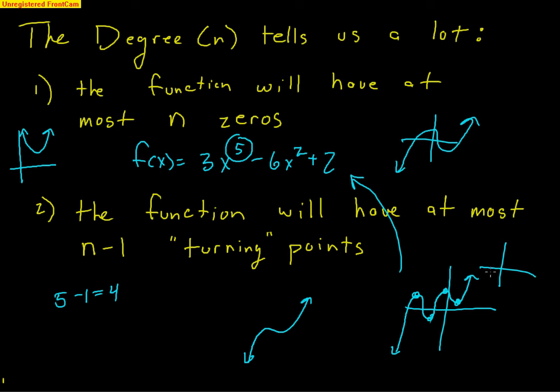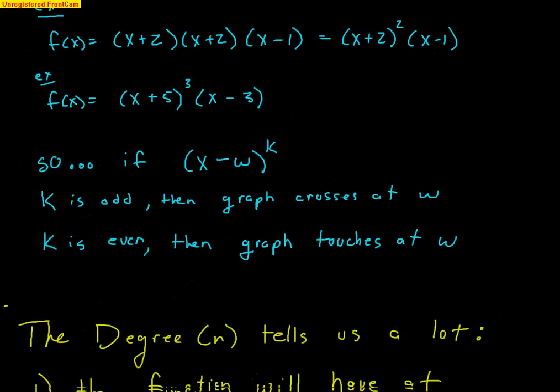Why can't I have 5 turning points? Watch this. 1 turning point, 2 turning points, 3 turning points, 4 turning points, 5 turning points, and now I'm going down. 1, 2, 3, 4, 5. How come this can't work? Oh, because both ends are going down. That would have to be an even function. This is obviously an odd function. So the degree tells us at most how many zeros we could have, and n minus 1, your degree minus 1, tells us at most how many turning points you could have.